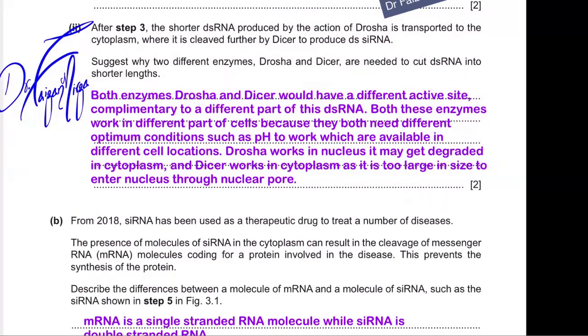So DROSHA and dicer are definitely working at two different pHs, in two different mediums, at two different locations in the cell. And DROSHA must have worked before, only then can dicer work, because DROSHA is probably working inside the nucleus and dicer is working in the cytoplasm. Dicer is probably large in size. It cannot enter the nucleus through the nuclear pore. That's why it must wait in the cytoplasm for this RNA to come out.